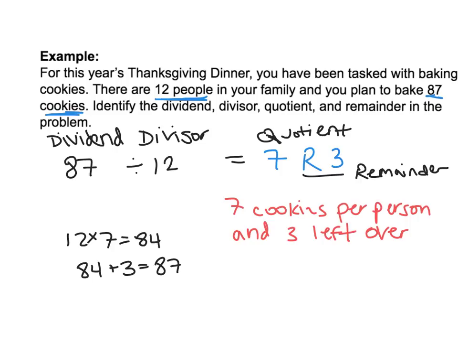Now, of course, we all know that nobody throws away cookies, and so we're not just going to leave those 3 cookies. Oftentimes, what we'll do is we'll split those cookies into different pieces so that each person gets a part of a cookie in addition to their 7 cookies. And so what that usually looks like is that we have 7 cookies and then 3/12 of a cookie, which can also simplify to 7 1/4.